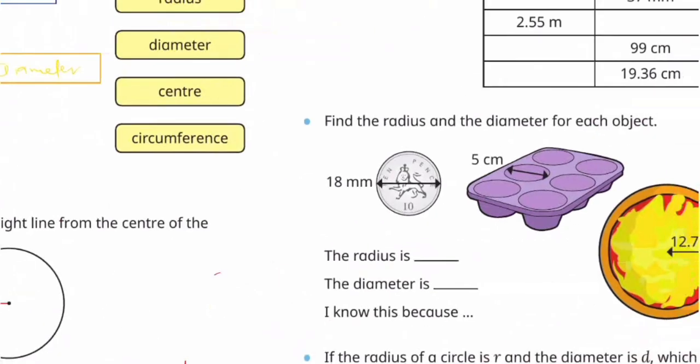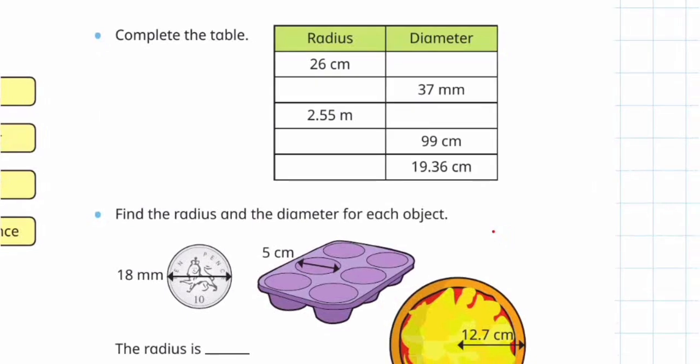Now here we have this. Can you help me to complete this table quickly? With 26 centimeters as a radius, what would be the diameter? Aisha, are you with me? Alright. So would it be 52 centimeters? 52 centimeters. Good, that's correct. Now, with 37 millimeters, what would be the equivalent radius?